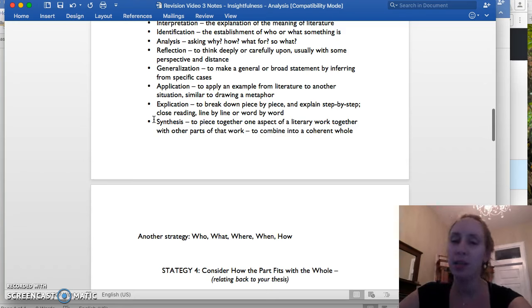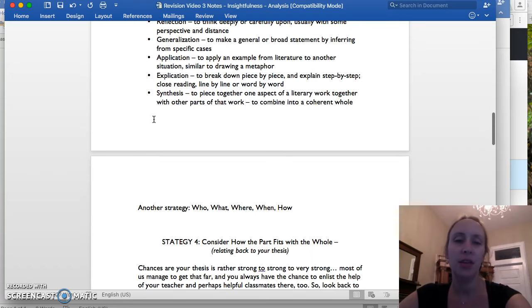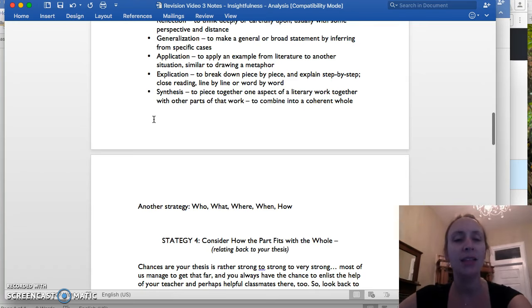Explication, you've probably done this with poetry. Poetry explication is a common task. To break down piece by piece, word by word, line by line. The size of the particle you break down by can vary, but just the close reading and breaking down of something. And synthesis is to piece one aspect of a literary work, in our case, with other parts of the work, so to combine into a coherent whole. We'll be doing this specifically in an essay towards the middle to the latter half of the year.